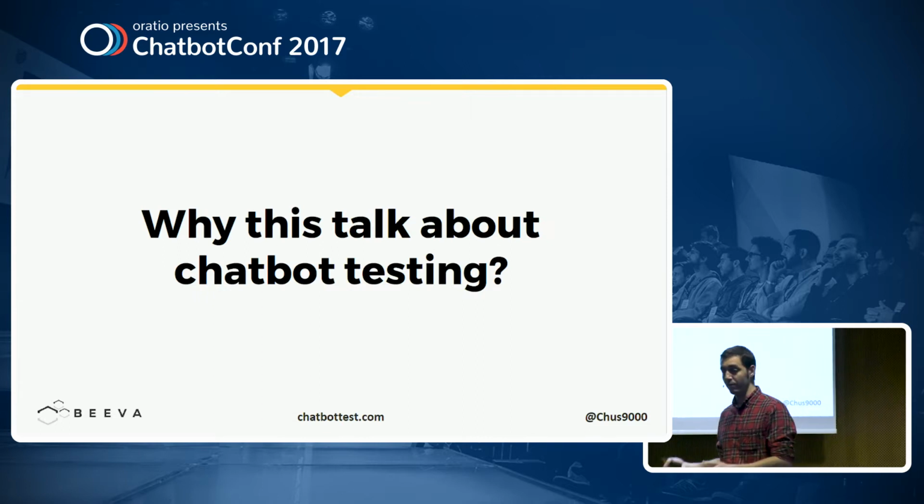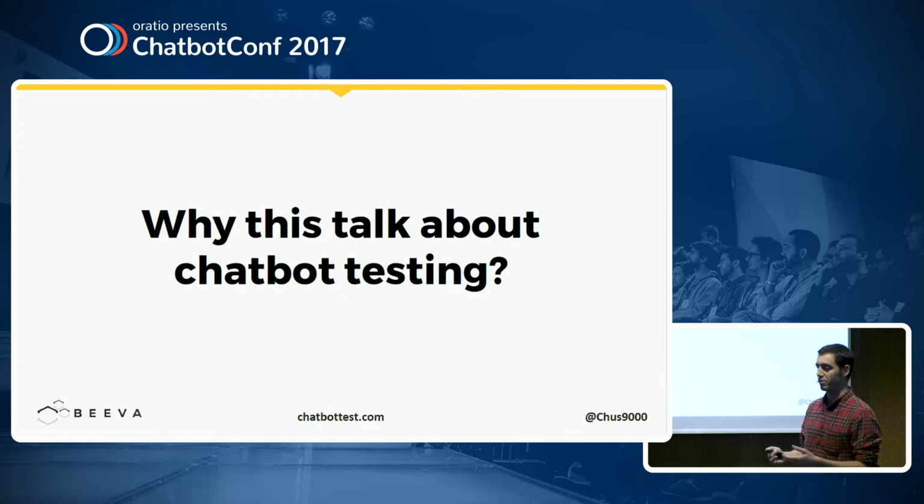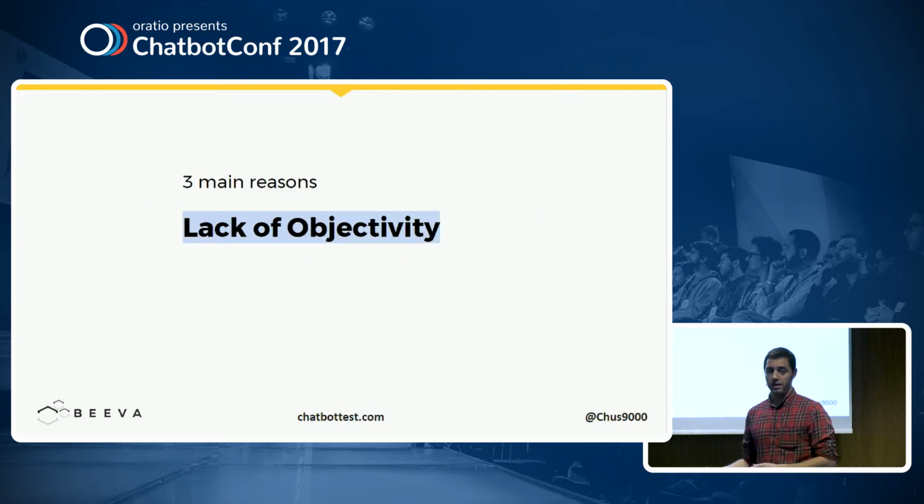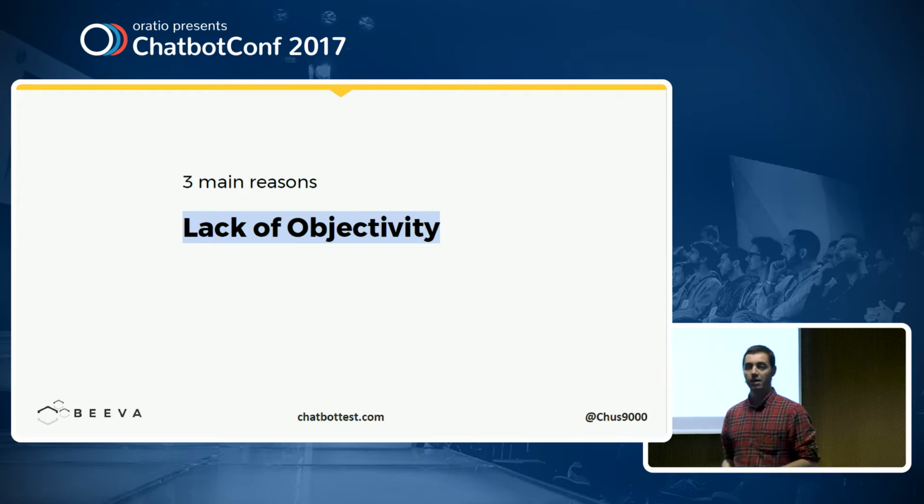But first, before I start explaining how this project works, I think it's important to understand why this talk is important, at least for me and probably for you, because you are here. The first reason that I found after talking with many people and after designing my own chatbots is that we are still lacking objectivity about the design of our chatbots and about the performance of our chatbots.